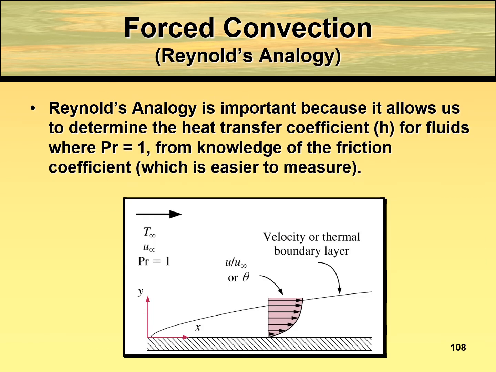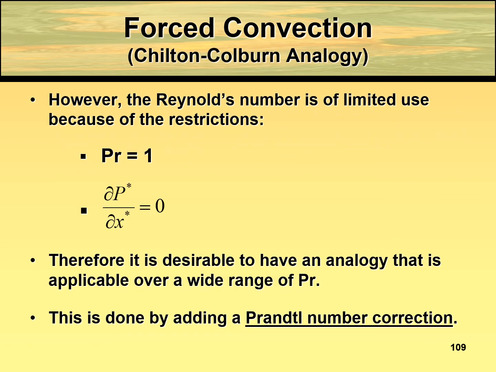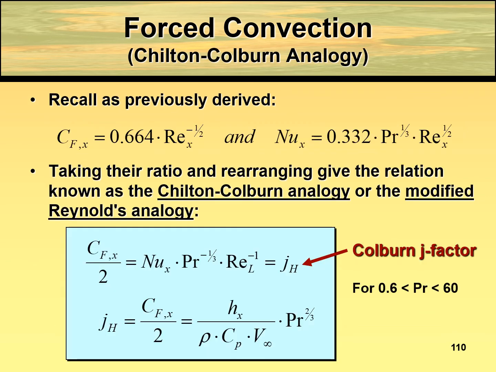So when the Prandtl number is equal to 1, it's important because it allows us to determine the heat transfer coefficient from the previous knowledge. Recall the equation for the friction coefficient before, where Cfx is equal to 0.664 times Reynolds number to the power of -1/2, and we also have the Nusselt number, 0.332, Prandtl number 1/3, and Reynolds number 1/2.